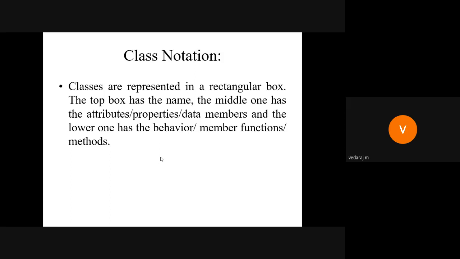Students, kindly understand this notation. Once you know this notation, you can easily draw any class diagram. So every class in UML is represented as three compartments. The first compartment represents the name of the class. The second compartment represents the data values, attributes, properties or data members. The lower compartment contains behavior, member functions, or methods. So this is the class notation.